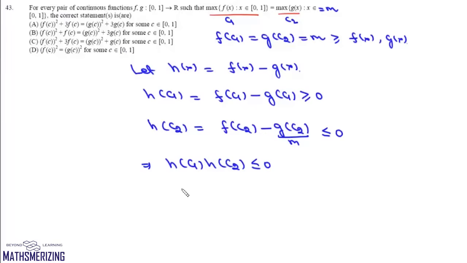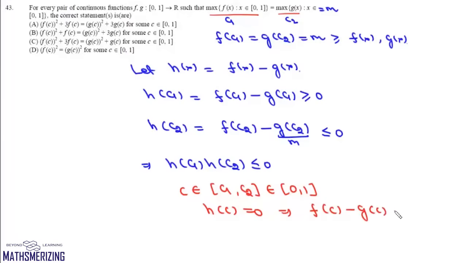Thus from Bolzano's theorem we can say there exists a point c in the interval c1 and c2, which lies in the interval 0 to 1, such that h(c) is 0, which means such that f(c) minus g(c) is 0. So there must exist a point in the interval 0 to 1 where f(c) is equal to g(c).